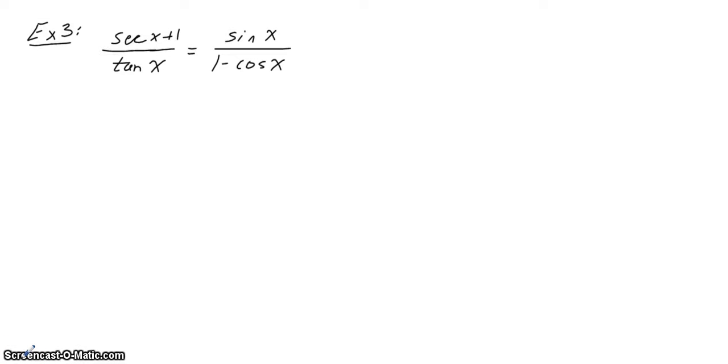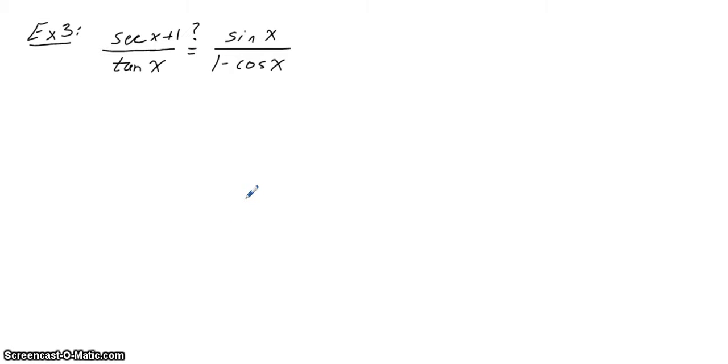So let's pick up on the next one. Now look, secant of x plus 1 over tangent of x equals sine of x over 1 minus cosine x. Are those in fact equal? That's what we're trying to find out. Are they equal? Yes or no? Can we get one to look like the other?